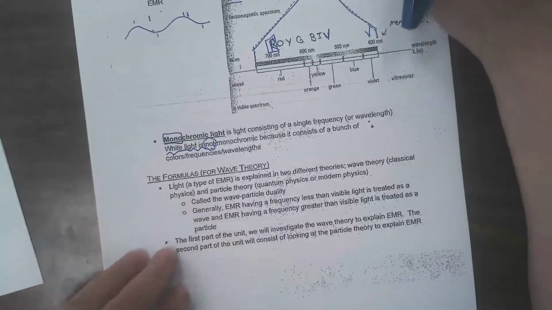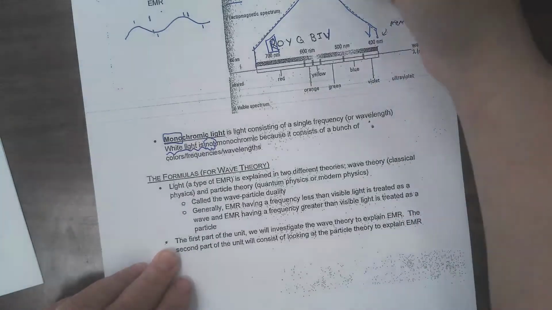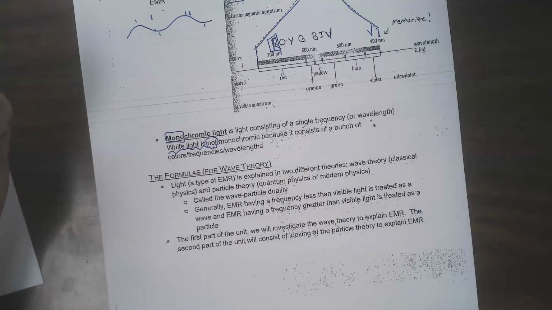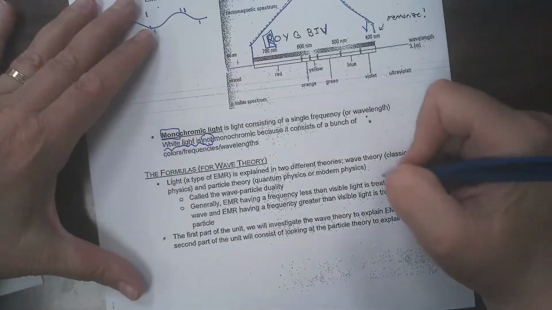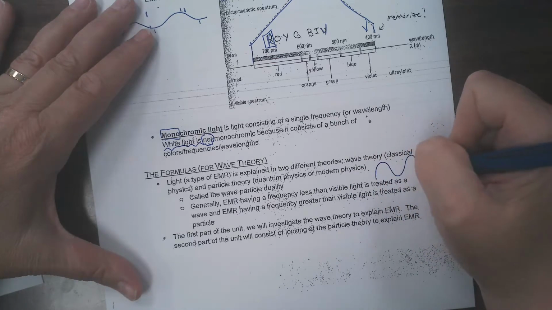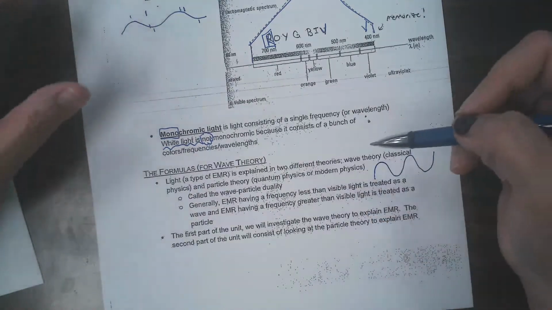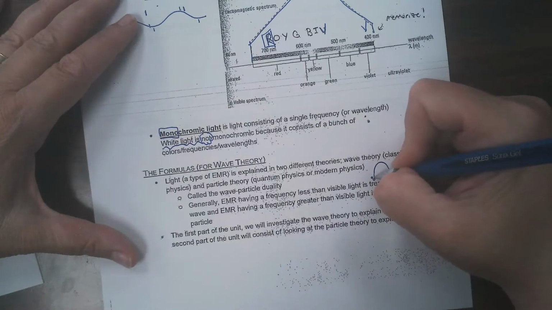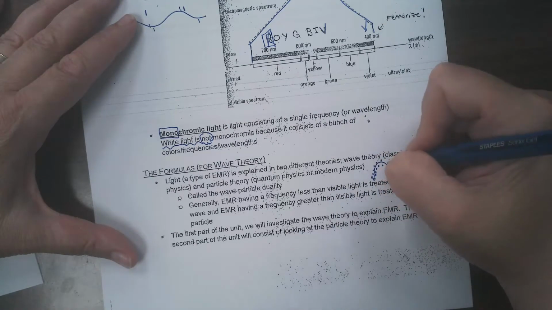There are lots of formulas that we're going to look at. So light, which is a type of EMR, right? Here we have two different theories: the wave theory and the particle theory. Wave theory is that the light travels like this. Okay? And then there's the particle theory, or modern physics, or quantum physics, and we're going to touch a little bit about that in the next unit. But that light travels in little packets of energy called photons.